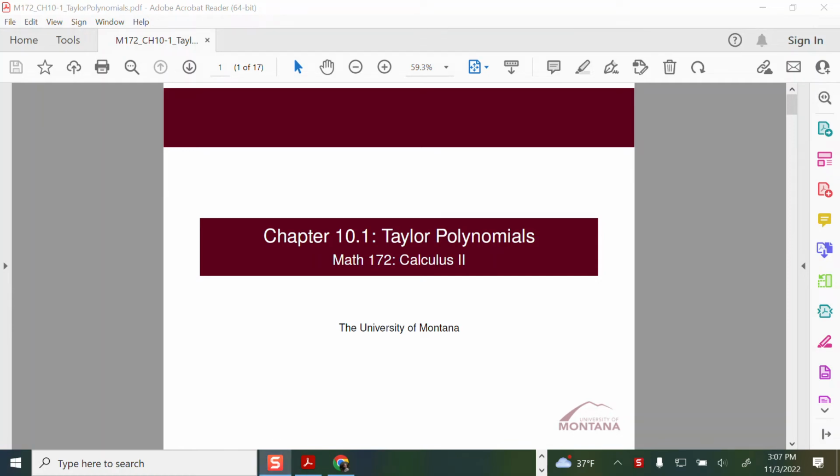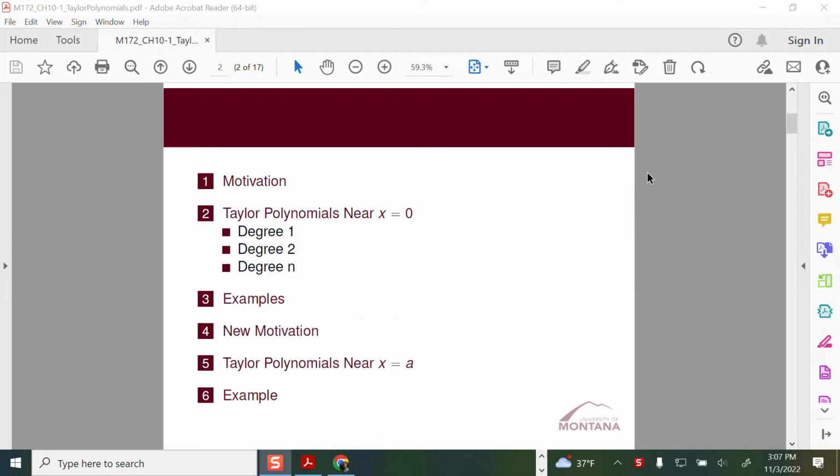Okay, Matt Roscoe here at the University of Montana with a lecture on our chapter 10.1, Taylor Polynomials in Calculus 2. Let's get started. I want to tell you a little bit about motivation and then take you through a derivation of Taylor polynomials of degree 1, 2, and n for a particular function. And notice that that'll be all near zero.